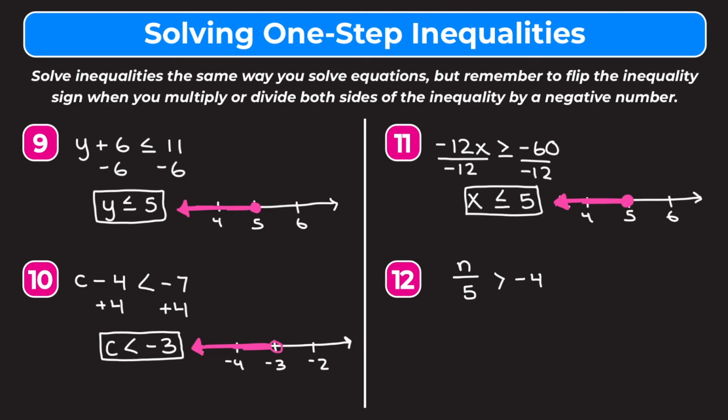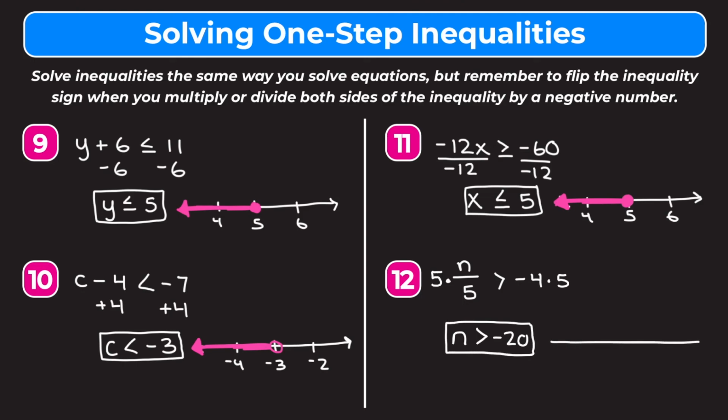And now we're going to move on to the last one, which is number 12, which is n over 5, or n divided by 5, is greater than negative 4. Because n is being divided by 5, we want to perform the inverse operation, which is multiplication. So we want to multiply both sides of our equation by 5. On the left side, 5 divided by 5 is 1, so we're left with 1n, or n. So n is greater than. And on the right side, negative 4 times 5 is negative 20. So we get n is greater than negative 20.